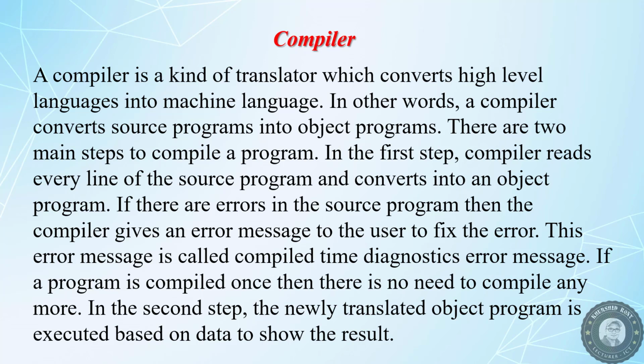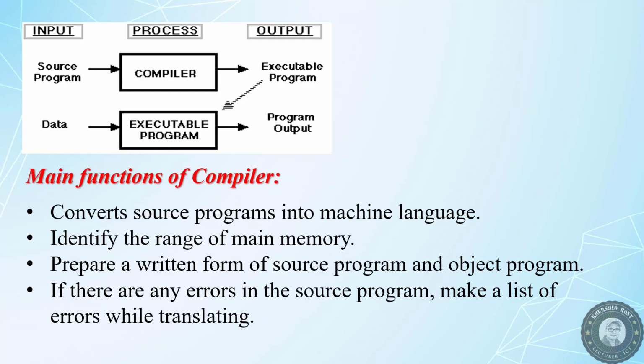If a program is compiled once, then there is no need to compile anymore. In the second step, the newly translated object program is executed based on data to show the result. Main functions of compiler: converts source program into machine language, identifies the range of main memory, prepares a written form of source program and object program. If there are any errors in the source program, it makes a list of errors while translating.